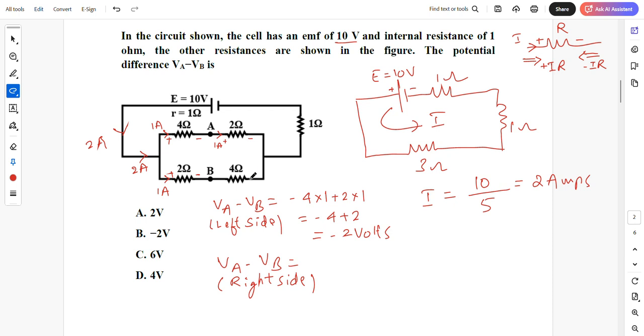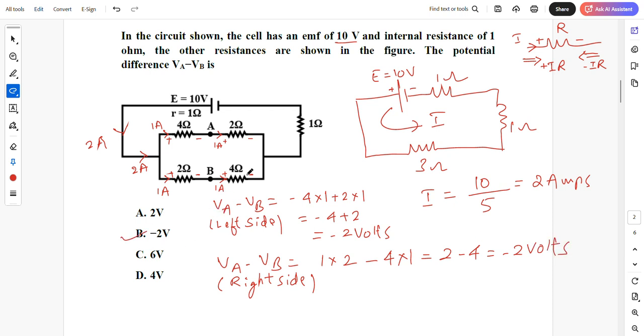If I move like this, what about here? In this branch the current enters like this, this is 1 ampere, this is plus because current is entering, and where current is leaving, minus. If I come from here, A to B, first I get plus 1 into 2, that is current into resistor, the drop here. Then minus 4 into 1, because I am coming like this and current is entering like this. Again, you will get 2 minus 4 equal to minus 2 volts, which is the right answer.